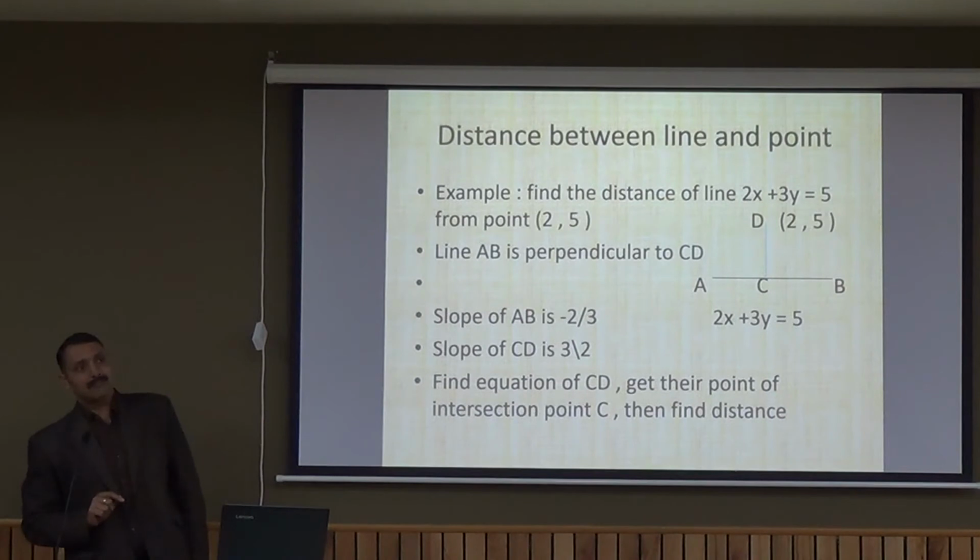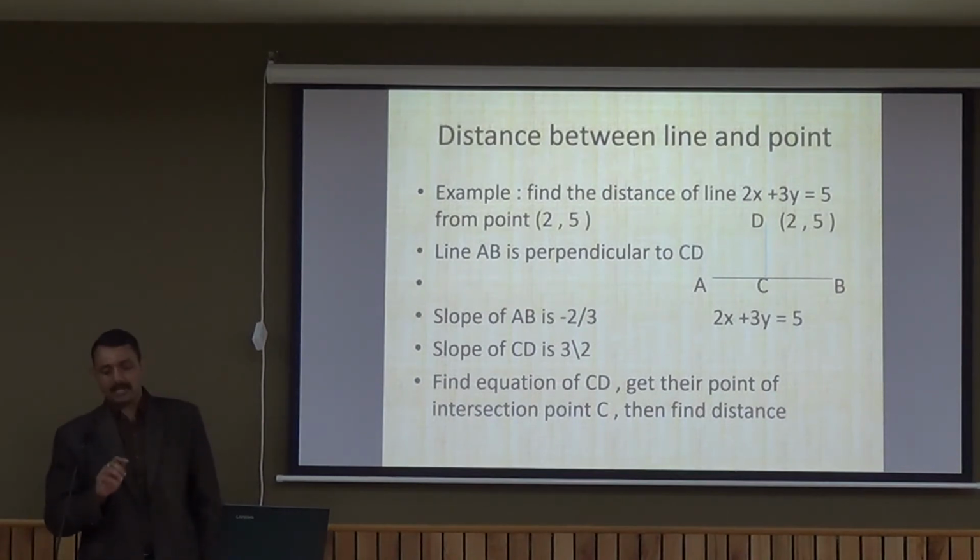Now if we have to find the distance of a line from a given point, suppose I am giving you an example: you have to find the distance of the line 2x plus 3y is equal to 5 from the point (2, 5). So we can consider the line is AB and D is the point (2, 5). Whenever we are finding the distance of a line from a given point, that line will be perpendicular to the given line. So first of all, we can find the equation of CD.